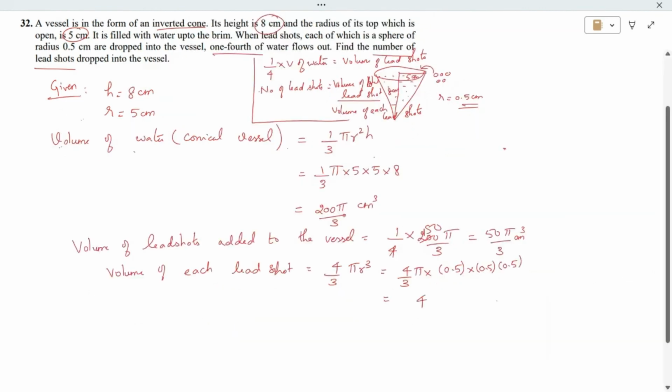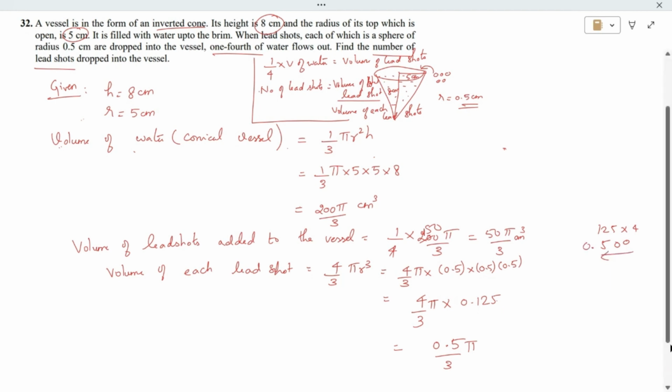So that is equal to 4/3 π times 0.125. I'm just multiplying 0.5 times 0.5 times 0.5, which is going to be 0.125. And when I multiply, it is going to be 0.5/3 π, isn't it? Because 125 into 4 is going to be 500 and 3 decimal digits, so 3 digits before I need to place the decimal point. So it is 0.5/3 π.